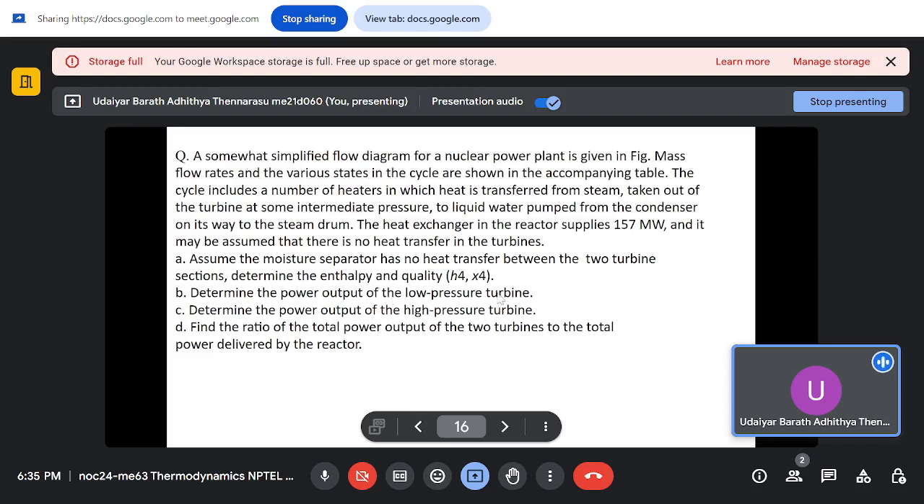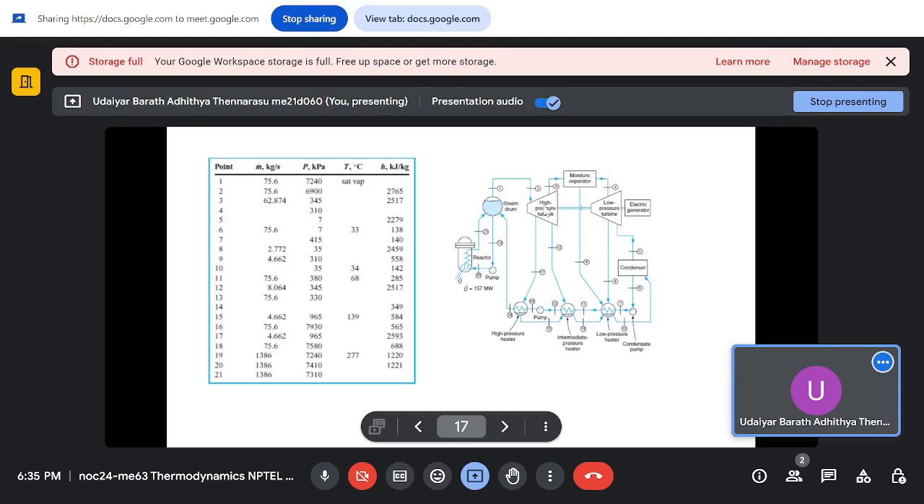Determine the power output of the low pressure turbine. Determine the power output of the high pressure turbine. Find the ratio of the total power output of the two turbines to the total power delivered by the reactor. So that is the efficiency of the reactor. So this is what the reactor diagram is.